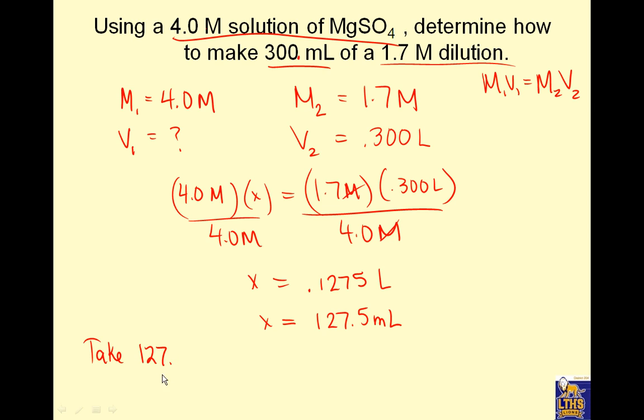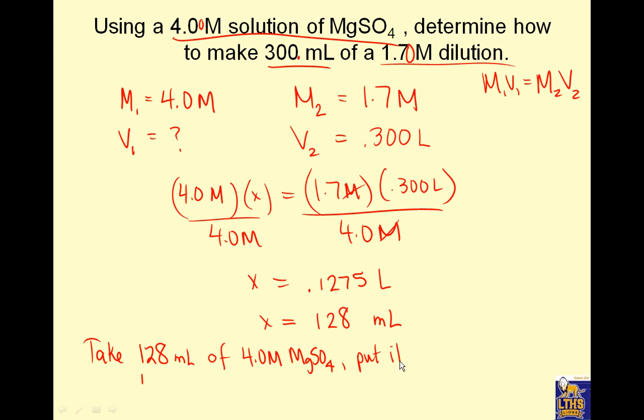It means that I would take 127.5. Uh-oh, I better put a couple zeros in so we have sig figs. So let's just make this 128. Do sig figs, 128, then we'll be right. Take 128 milliliters of 4 molar magnesium sulfate.